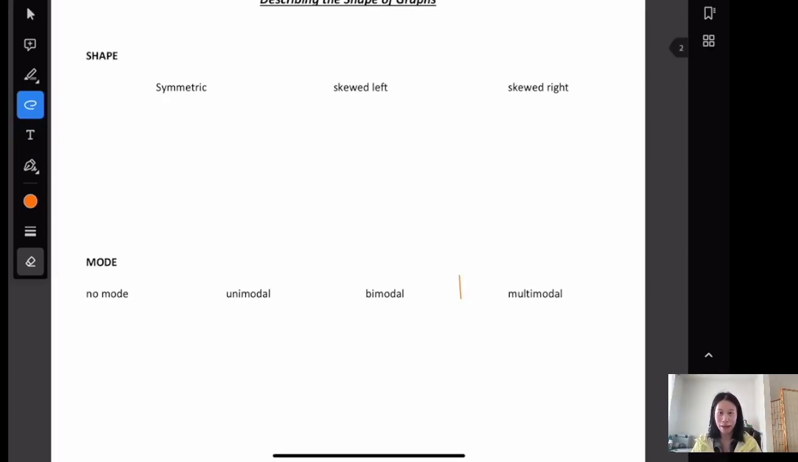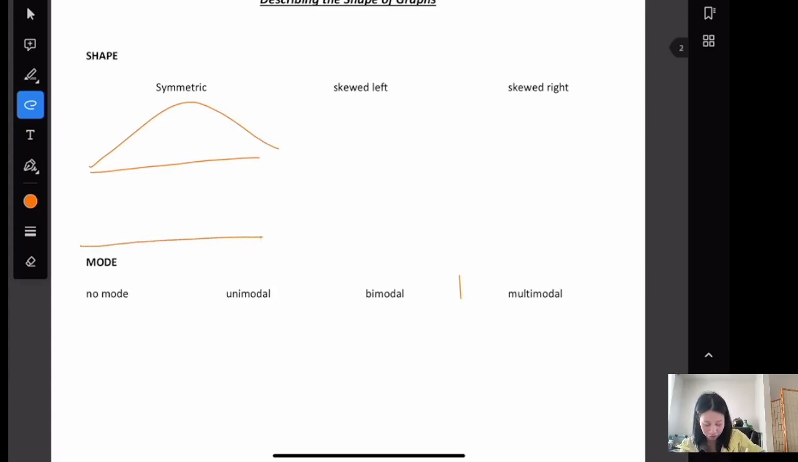In this video, I am going to talk about the shape of the graph. When it comes to shape, we have three types: symmetric, skewed to the left, and skewed to the right. For a symmetric graph, we will look at something like a normal distribution. They are symmetric, or sometimes we will see a shape with two peaks. These are also symmetric.